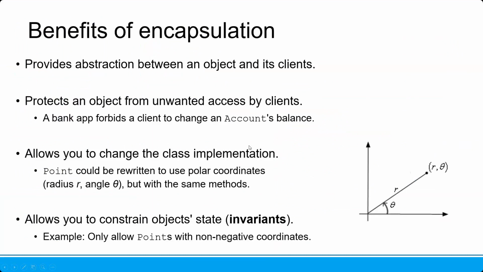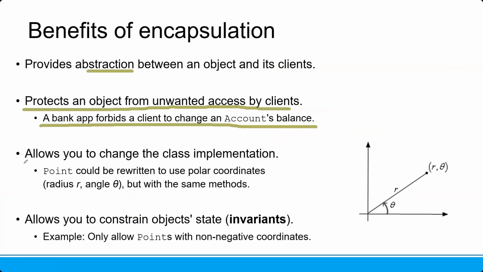So what is the benefit of this encapsulation? As I mentioned to you, it gives abstraction between an object and its client. Abstraction means we do not share the data directly. So we want to protect an object from unwanted access by clients. As I mentioned, a bank application forbids a client to change an account balance. If you have money in your bank, you will not allow anybody to change the money except the bank itself.